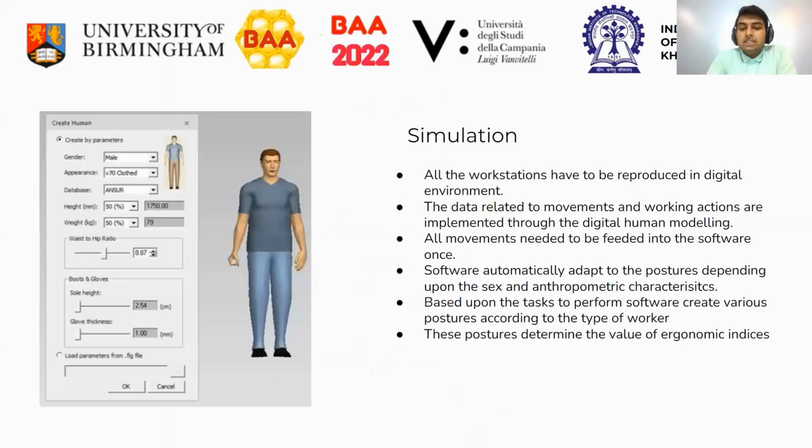Then a simulation is generated by reproducing workstations in a digital environment. The data related to movements and working actions are implemented through digital human modeling. All movements need to be fed into the software only once. The software automatically adapts the posture depending upon the sex and anthropometric characteristics. On the left, we can see a picture of how we are inputting the anthropometric characteristics into the software. Based upon the task to perform, the software creates various postures according to the type of workers. These postures determine the value of ergonomic indices.